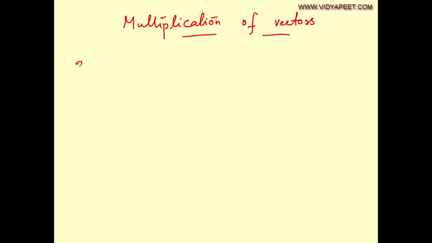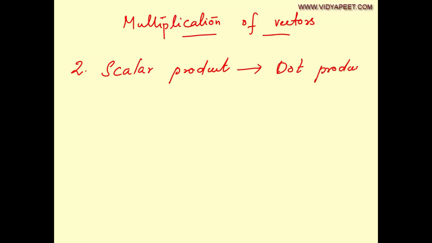We will see the second kind of multiplication. We call it the scalar product. It is otherwise known as the dot product. So let us see what is a dot product.